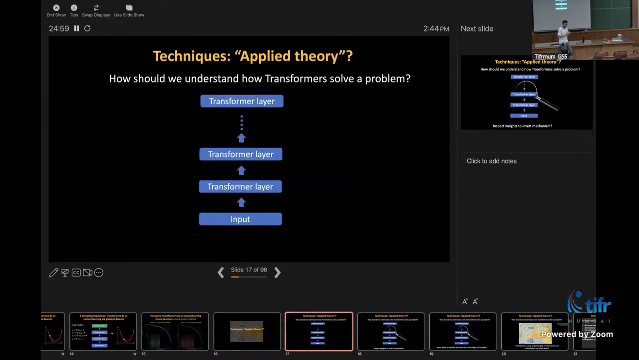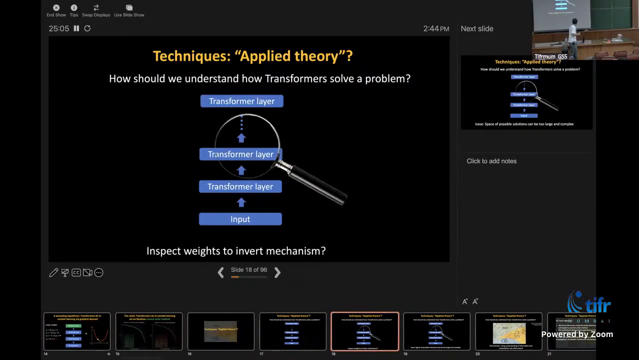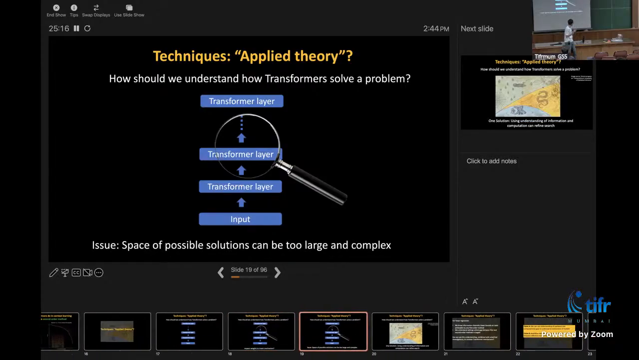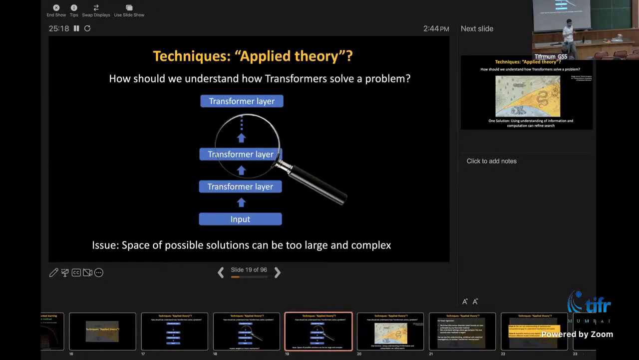So what do we want to do here? We want to understand how transformers solve a certain problem. You could maybe do that by looking at the behavior of the model, by looking at the weights and trying to inspect the weights, reverse engineer the weights to figure out what is happening. Because these models are hugely over parameterized, the space of possible solutions can be too large and complex. So it can be pretty hard to reverse engineer things. And this is not even talking about frontier models. It's even smaller models trained on toy tasks. It can be really hard to reverse engineer weights.